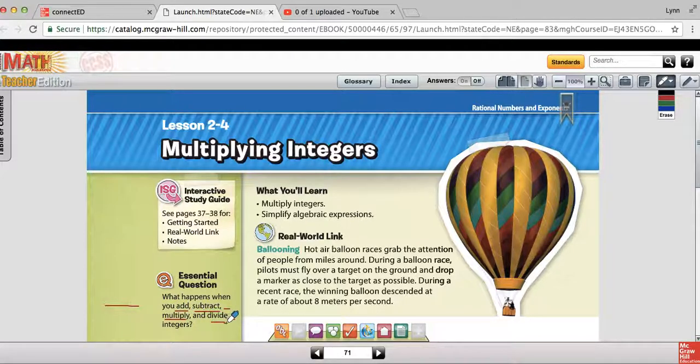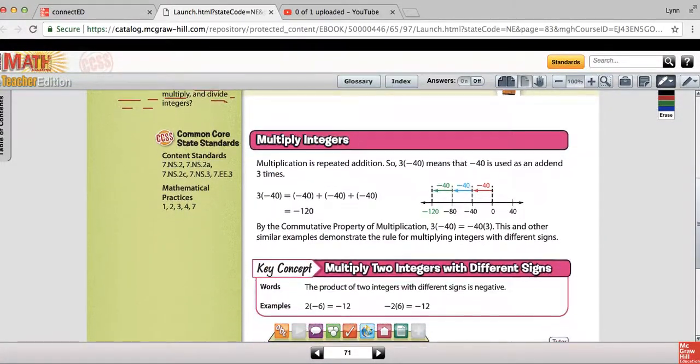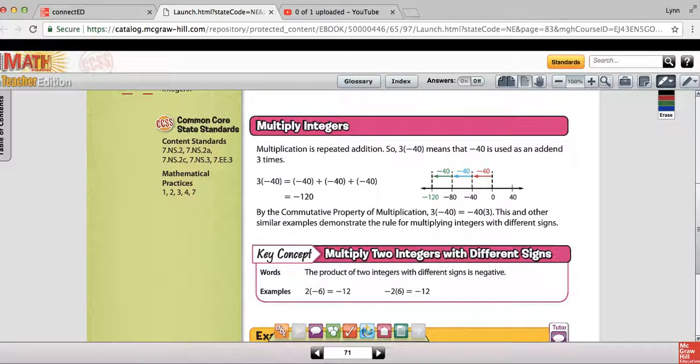Multiplying and dividing also have rules. When you multiply two negatives, you get a positive. When you divide two negatives, you get a positive. And when you divide and multiply a positive and a negative, you get a negative. Again, those are all rules. If you choose to remember those, that's fine. I'd like for you to develop the reason why those rules work.